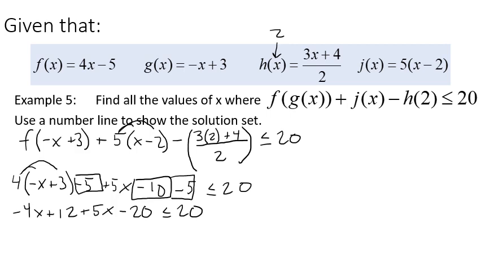My next step, continue to combine like terms. So I had negative 4 x's. I'm adding 5, so I've got x, and then positive 12 minus 20 gives me negative 8, and that's less than or equal to 20. And to solve for x, x is less than or equal to 28.